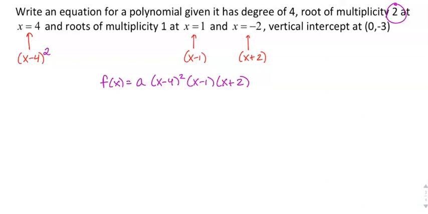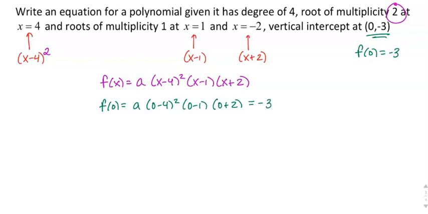The one piece of information that we haven't used yet is that we have a vertical intercept at the point (0, negative 3). In function notation, this is telling us that f of 0 is equal to negative 3. So I'm going to take that input value of 0 and plug it in for all of the x's and then set my function equal to negative 3. So we have f of 0 is equal to a times (0 minus 4) squared times (0 minus 1) times (0 plus 2), and this should all be equal to negative 3.